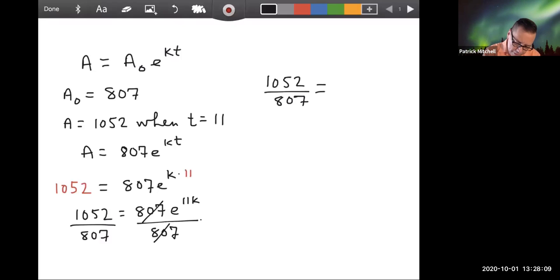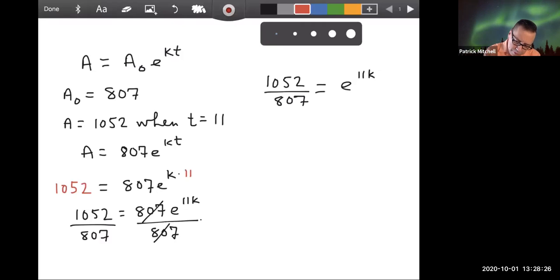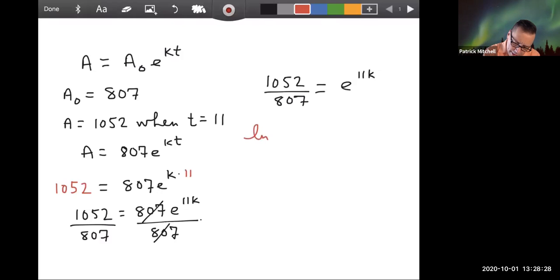1,052 over 807 equals e to the 11k. So what we talked about in the last section is, how did we say this? Maybe the simplest way to think of it is just take the natural log of both sides. I think that's actually exactly how we did it.